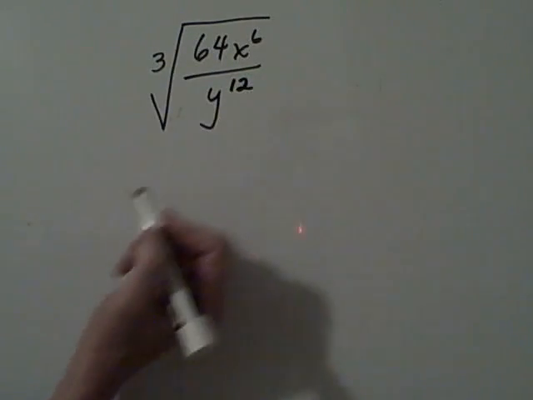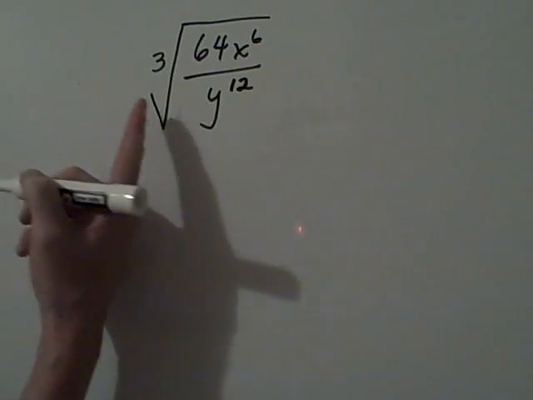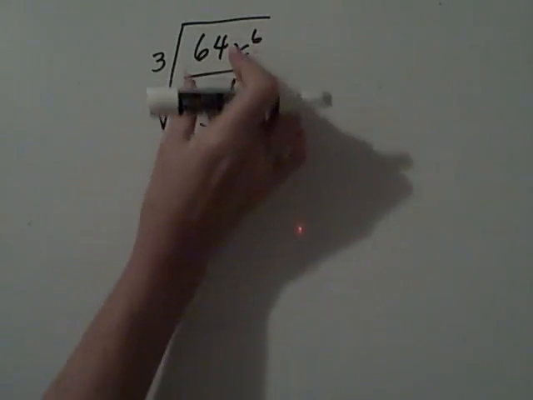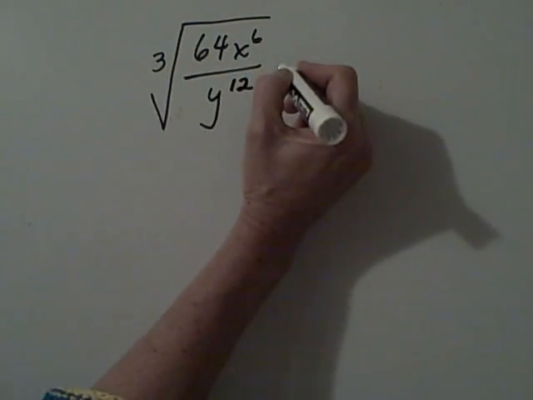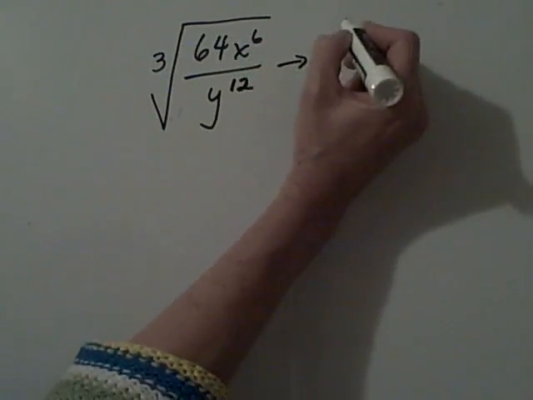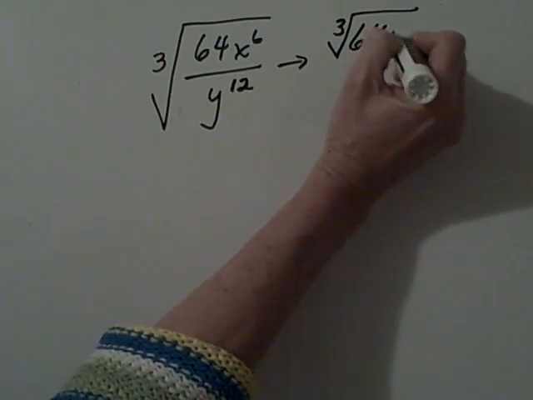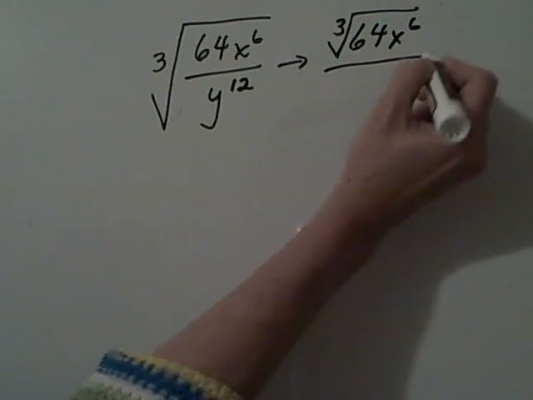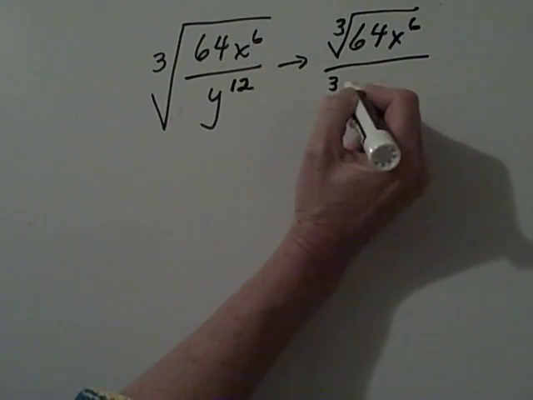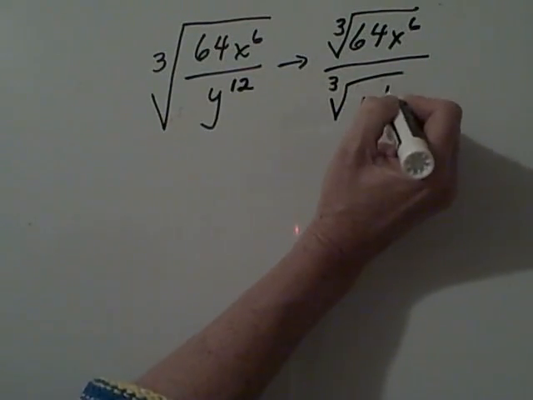Now what we do here, we notice we can't really simplify anything under the radical. So we're going to break this into two parts. We're going to have the cubic root of 64x to the 6 divided by the cubic root of y to the 12th.